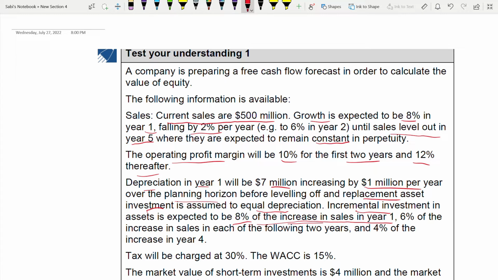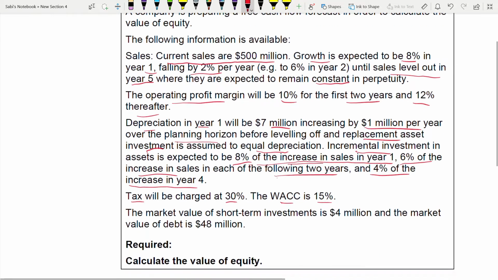It's very important to understand this, what it means, but we'll see when we calculate. 6% of increase in sales in each of the following 2 years. Each of the following means second and third year, and after that 4% of increase in year 4. Tax is 30%, WACC is 15%. Market value of short-term investment is 4 million and market value of debt is 48 million. Calculate the value of equity.